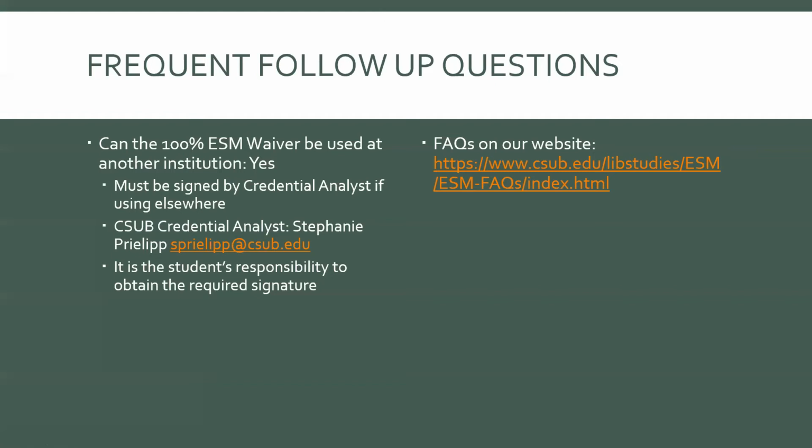If you're going to be going anywhere else, any other institution besides CSUB, you have to obtain the credential analyst signature, and that signature is from Stephanie Prelip, and there's her email address. And it is your guys' responsibility to contact her to get that signature. It's not something that we're going to do for you just because it's going to be too hard for us to keep track of who's doing what. So it's really important to know that if you need to do that extra step, that you're getting it done. And believe me, your institution that you're applying to credential will remind you that you need that additional signature.